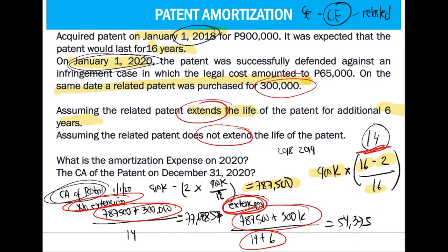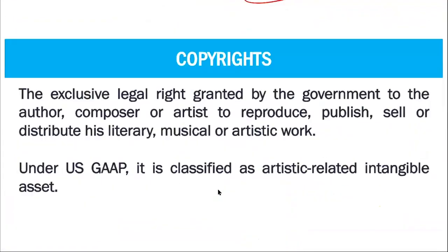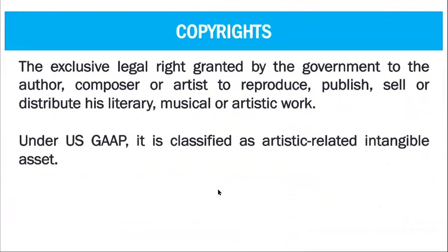Okay? So we're done with patent. We proceed now to copyrights. So what is a copyright? If there is a technical invention, there is also an artistic related invention. And what are those artistic related inventions? That can either be literary, musical, or artistic work. So if there is an exclusive right as to a particular invention or technology, there is also an exclusive right as to your literary, musical, or artistic work. We call that your copyrights.